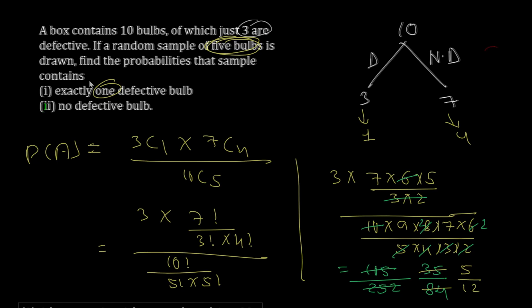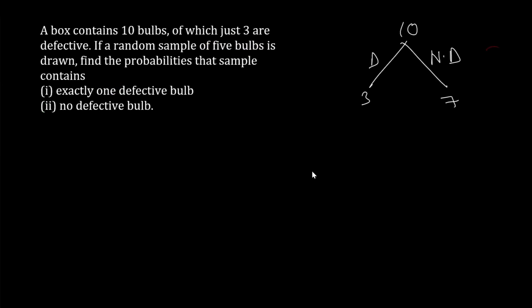Now let's move to the next part. And for the next part, no defective bulbs. That means out of the 5 bulbs taken out from 10 bulbs, none of them is defective. So from 3 defective bulbs, there is 0 defective bulb taken out, and from 7, all 5 bulbs drawn are non-defective.